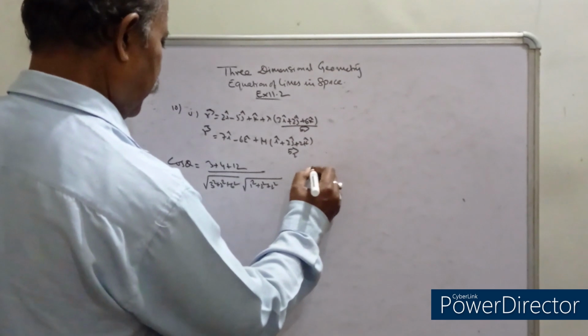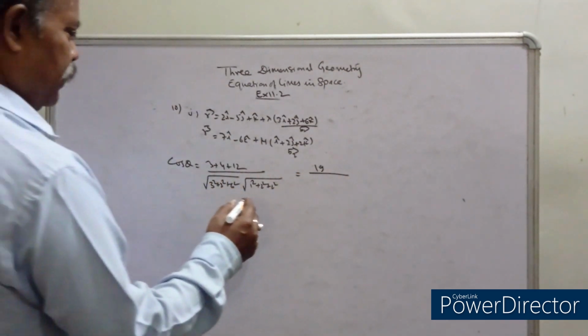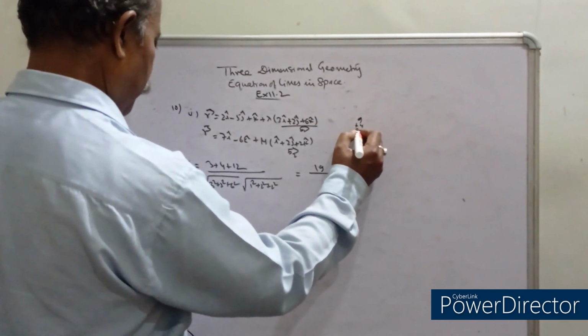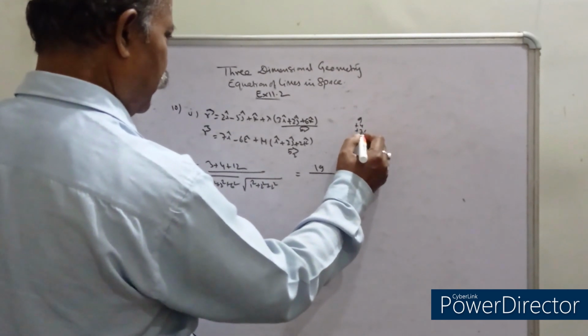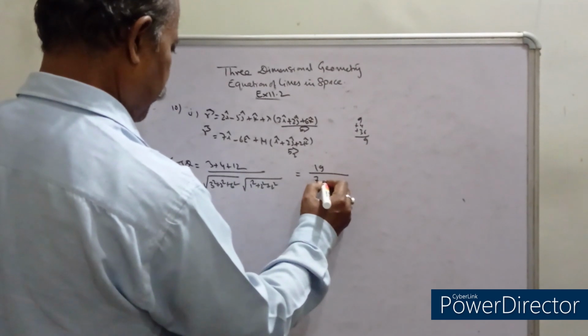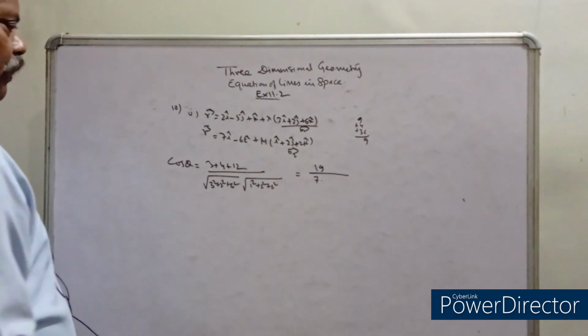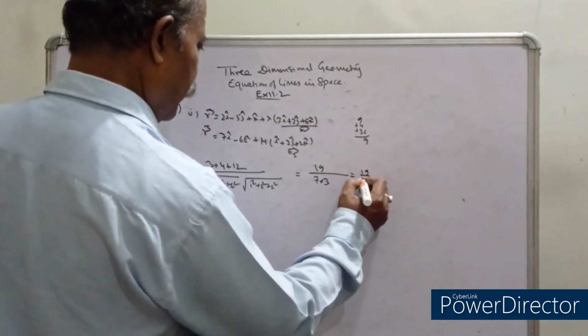So this will be 19 divided by root of 9 plus 4 plus 36, that is 49. 49 means 7, and again this will be 1 plus 4 plus 4, that is 9, root is 3. So this is 19 by 21.